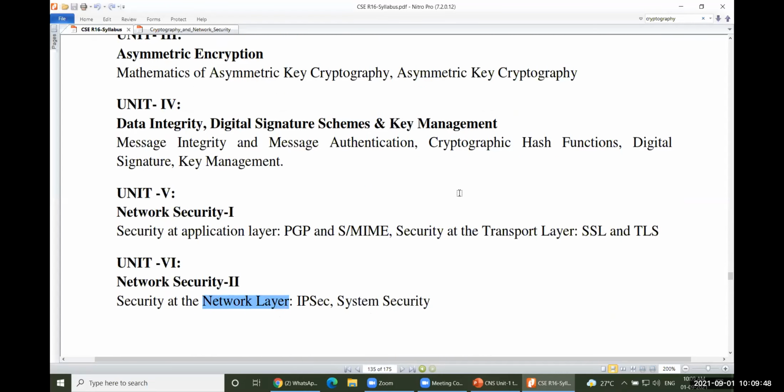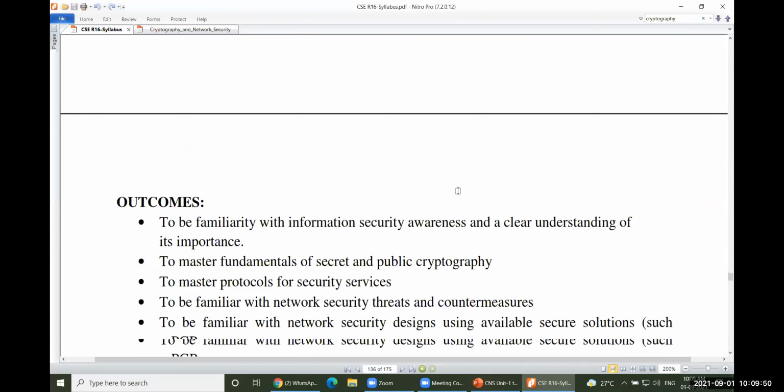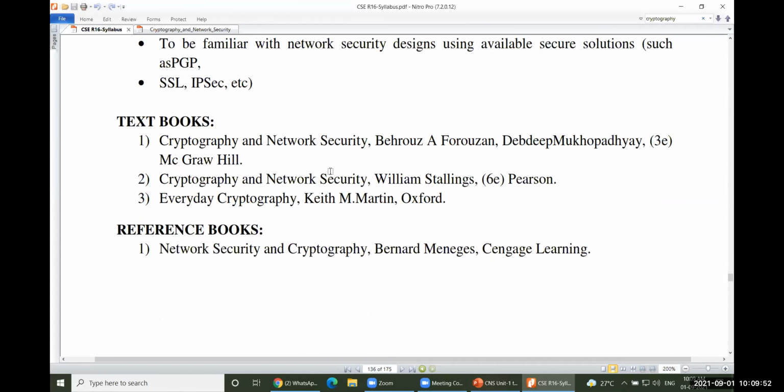Now, what is your book? Look at this: Cryptography and Network Security by Forouzan and Debdeep Mukhopadhyay. This is the first textbook which we have referred to, by JNTU Kakinada. And Cryptography and Network Security by William Stallings, 6th edition.